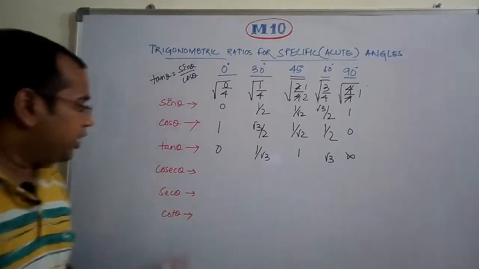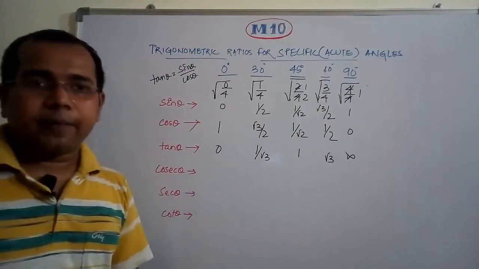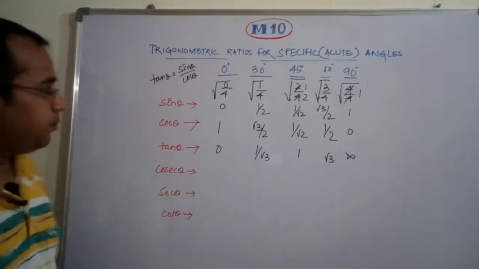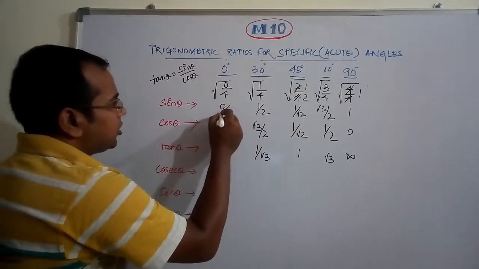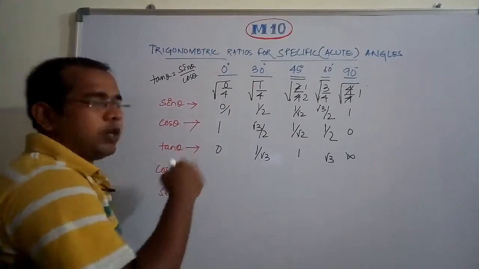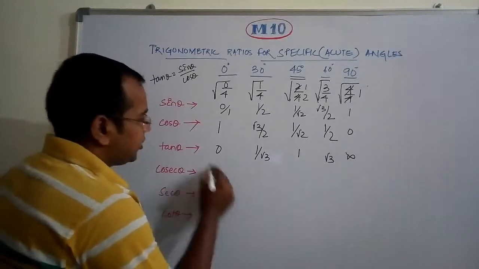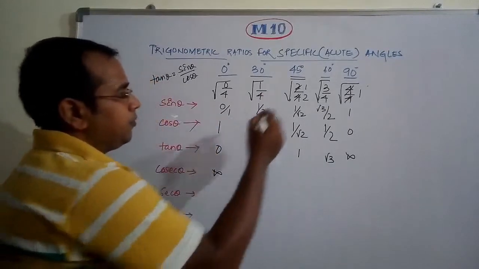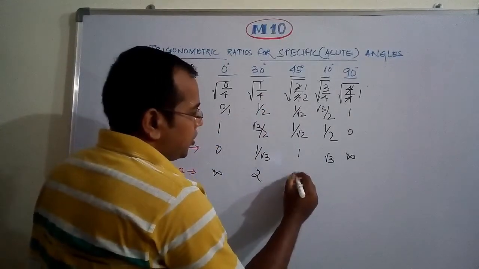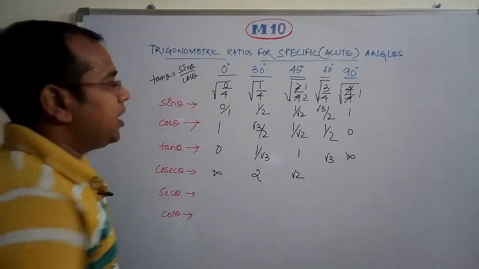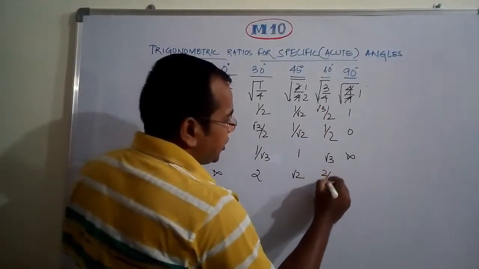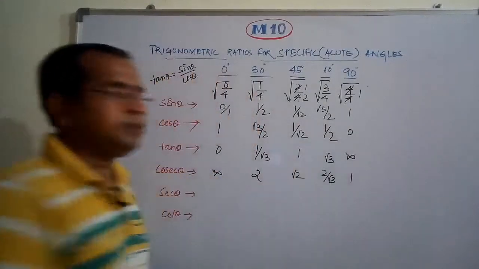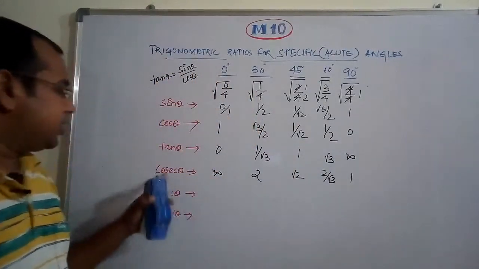How to get cosec theta, sec theta and cot theta? Cosec theta is the reciprocal of sine theta, so take the reciprocal. The reciprocal of 0, that is 1 by 0, is not defined. Reciprocal of 1 by 2, you will get 2 here. Reciprocal of 1 by root 2, you are going to get root 2. Reciprocal of root 3 by 2, you will get 2 by root 3. And reciprocal of 1 is 1. You have got the values of cosec theta.